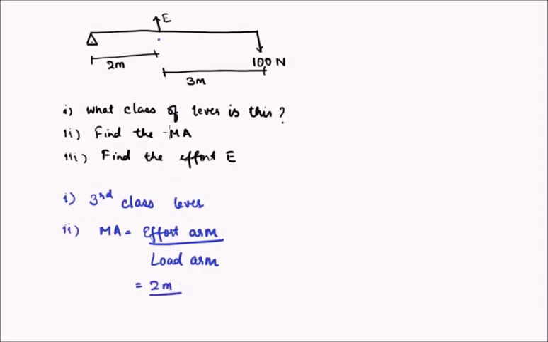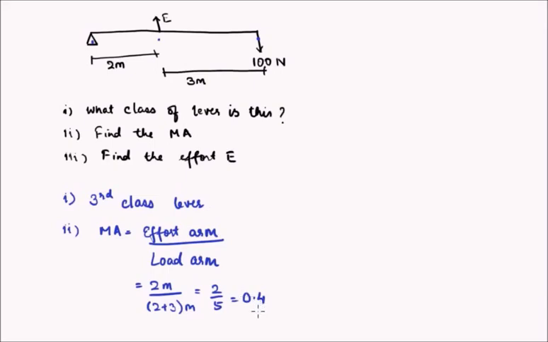Load arm is the distance between the load, that is the 100 Newton, and the fulcrum over here. That will be this whole distance, that is the length of the bar, and that will be 2 meter plus 3 meter. So it is 2 plus 3 meter, that is 2 upon 5, which is 0.4. So the mechanical advantage for the lever at hand is 0.4.